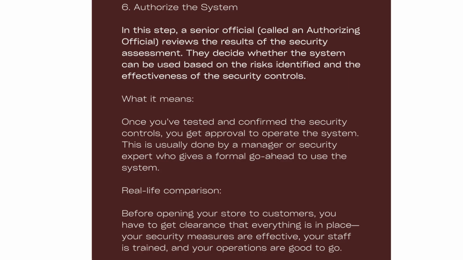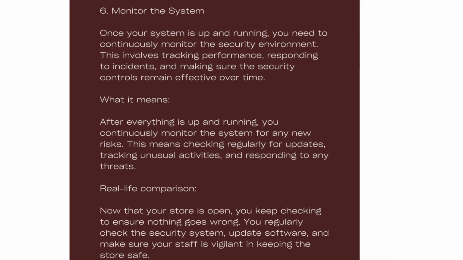So the next one is to monitor the system. Once your system is up and running, you need to continuously monitor the security environment. This involves tracking performance, responding to incidents, and making sure the security controls remain effective over time. What this means is that after everything is up and running, you continuously monitor the system for any new risk. This means checking regularly for updates, tracking unusual activities, and responding to any threats.